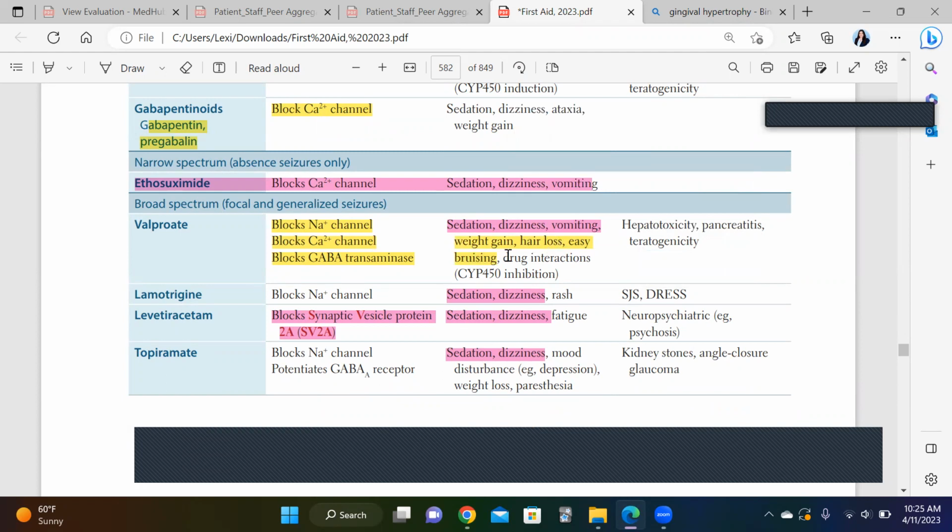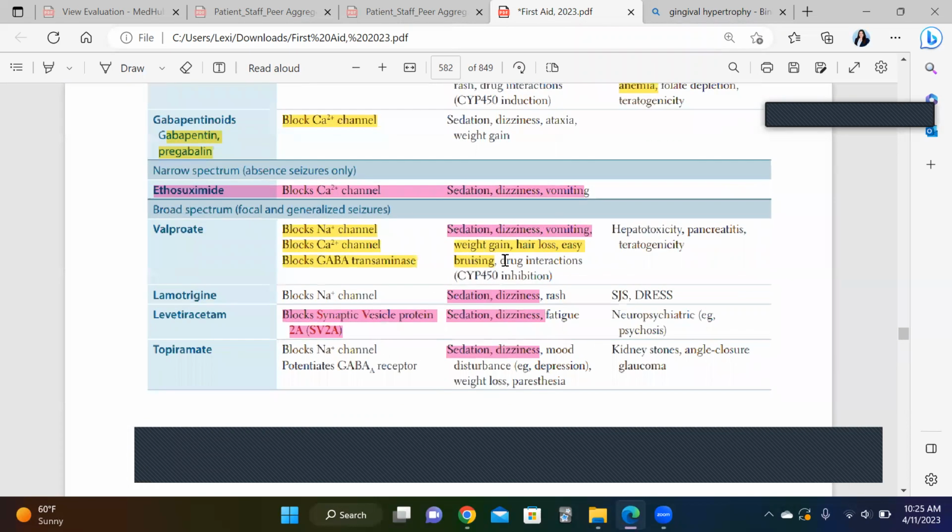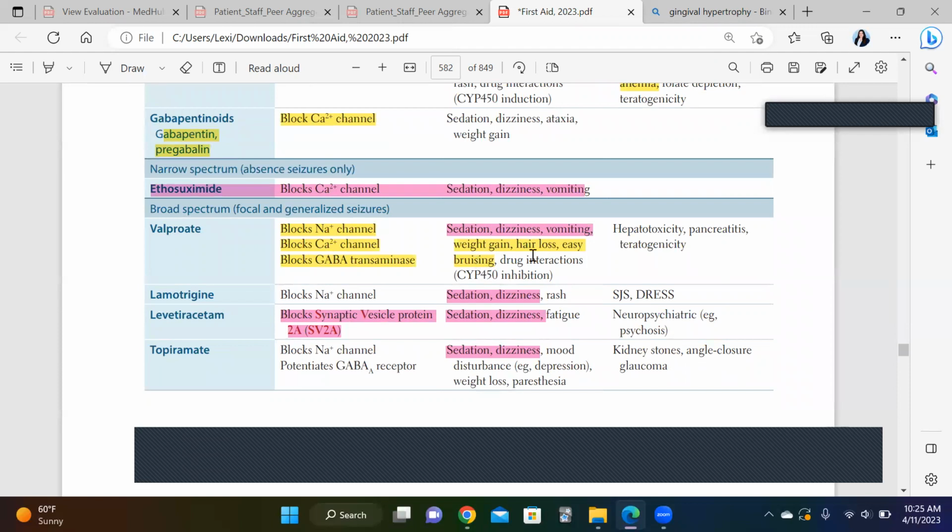Weight gain, hair loss, easy bruising. Okay. I don't really care about hair loss. Your patient might care about it. Easy bruising, weight gain. I really haven't seen a lot of questions about that, to be honest.